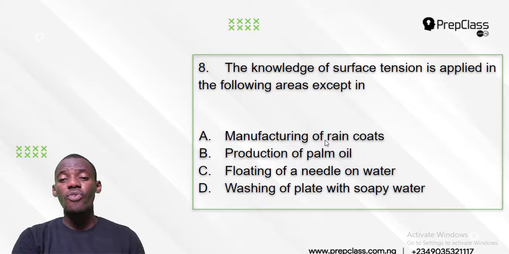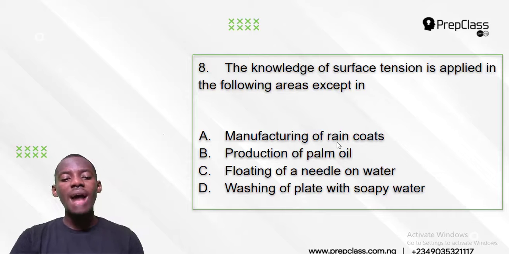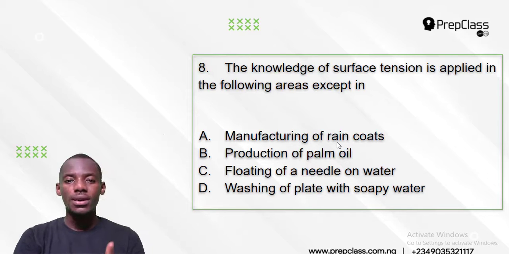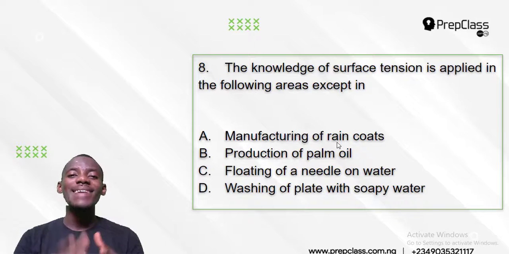The surface tension is useful for making raincoats. You know, raincoats help to shield against rain. So how are they made? They are made from clothes and oil. Oil material is used to make that raincoat so that water cannot pass through. And surface tension also prevents water from entering clothes.